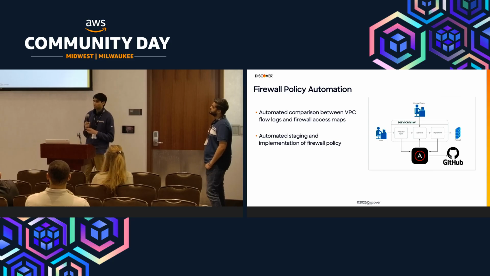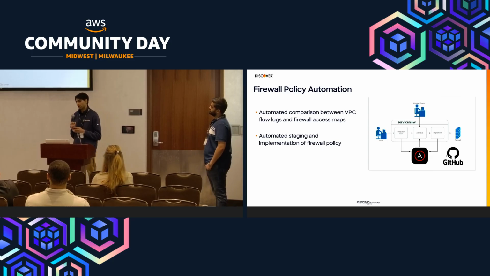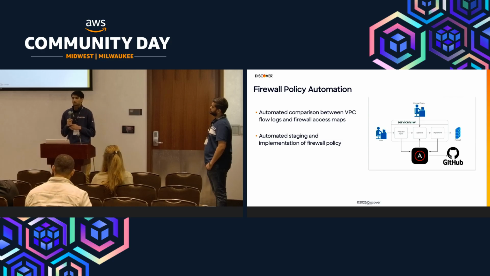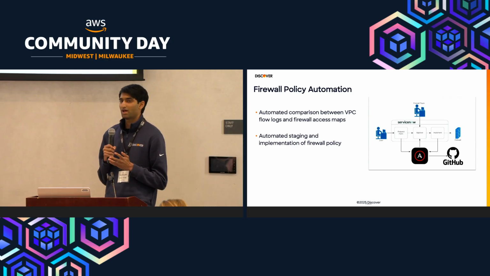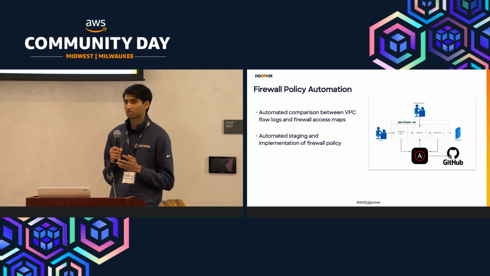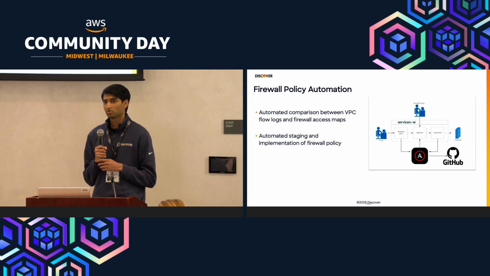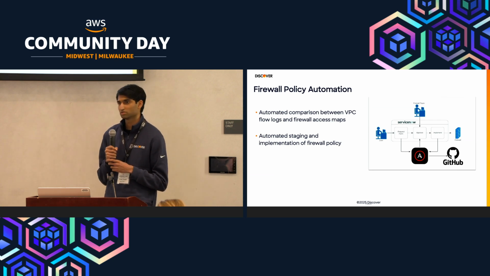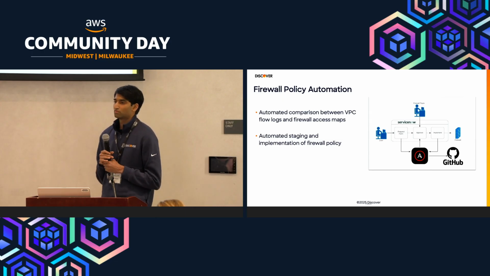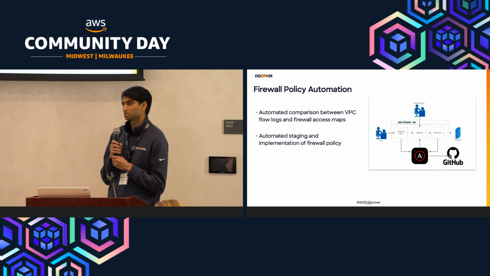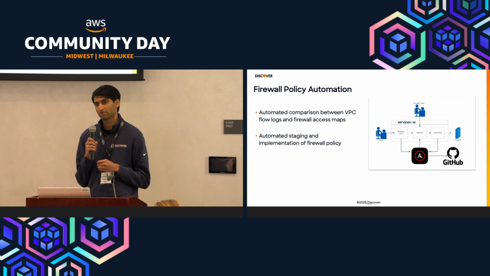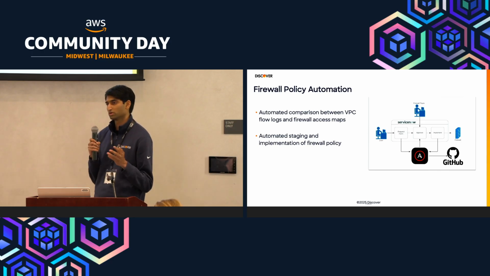So now that we have our access maps, how do we automate the implementation of all this access? So first, let's be honest, application teams, sure, they own their applications, but do they know all of their IP addresses associated with all their services, all their servers and databases? Probably not. So what the AWS team did, Rishi's team, they provided the application teams with VPC flow logs, all of the traffic that went through their account.